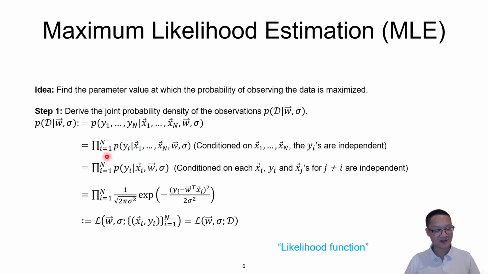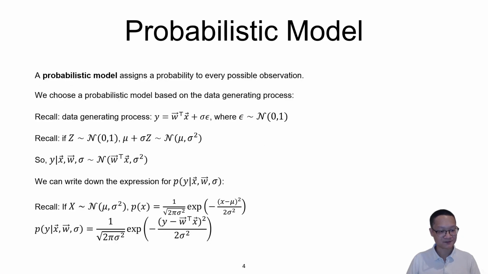So that's the same thing again on the slides. We define P of D given W and sigma to be this conditional distribution: all the outputs given all the inputs that we observe and the unknown parameters. If you want to do it very carefully, you can split the IID condition on two lines, but I just skipped right to this one. Then you plug in the expression for P of y_i given x_i, W, sigma, which was on the previous slide.